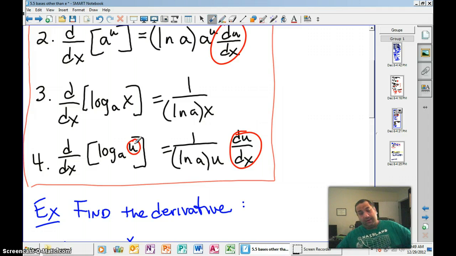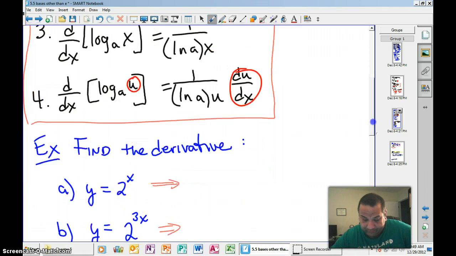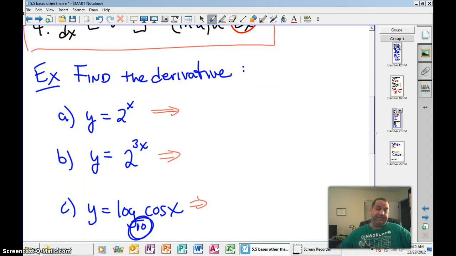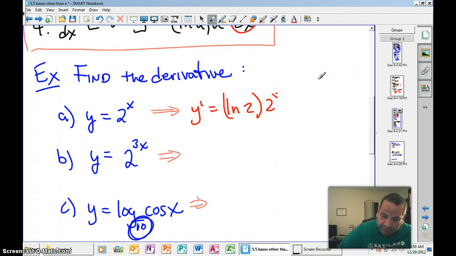All right, let's try a few. Find the derivative. And this is one to give you on an AP exam, or I'll give you one on a quiz, and I'll say y prime is equal to, well, I'm just going to use that rule up top. It says natural log of 2 times 2 to the x. Done. That's it. So if you know the rule, you're pretty good.